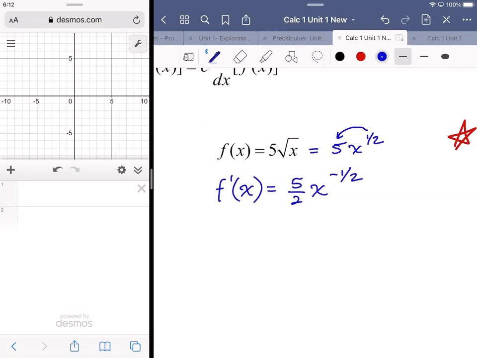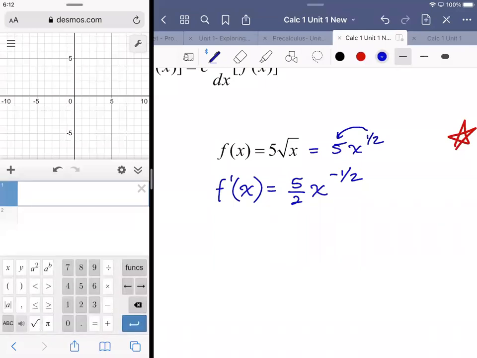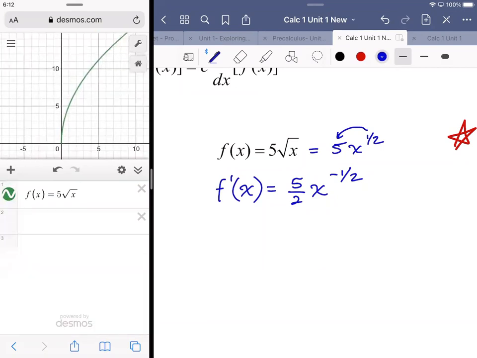Now, I'll show you for this instance, but you probably wouldn't think to use Desmos to check your work for a question like this. It's usually the beefier ones, but I just wanted to show you the skill so you have it. So to check your work on Desmos, you type in your original function, in this case 5 radical x. It'll produce a graph. You don't actually need to see that graph, so you can turn it off.